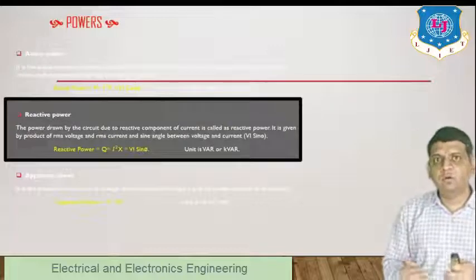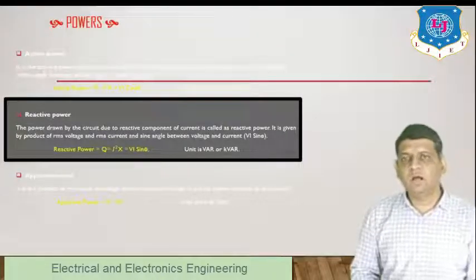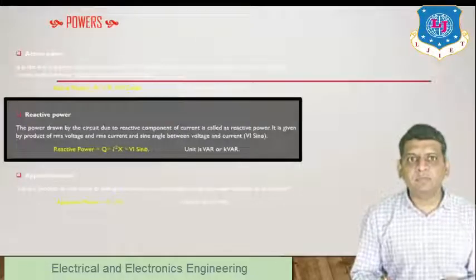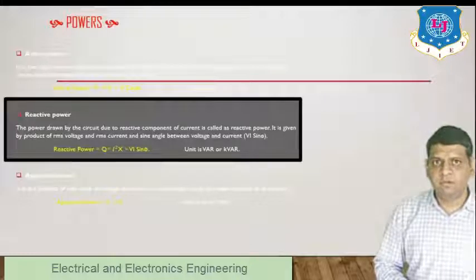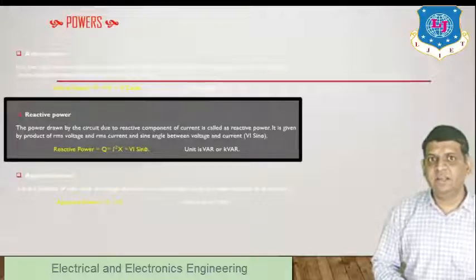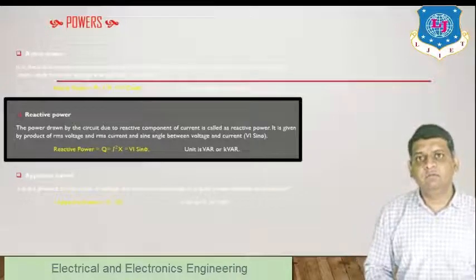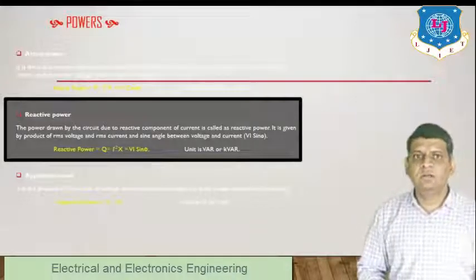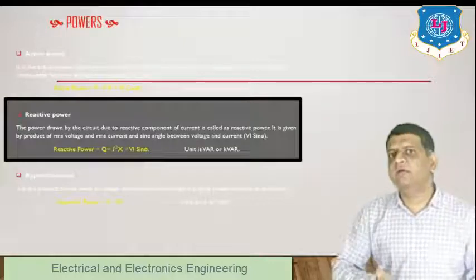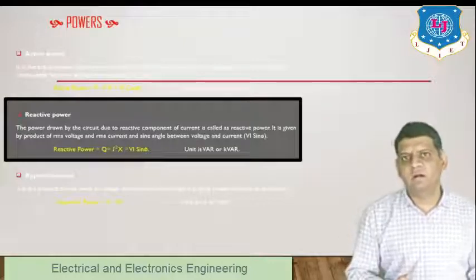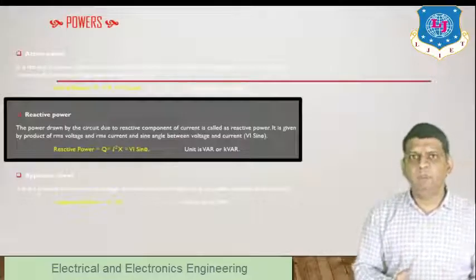Now what is reactive power? It is the power drawn by the circuit due to the reactive part. It is the multiplication of the RMS values of voltage and current with respect to the sine of the angle. So the reactive power is nothing but I squared into XL, which is equal to VI sin phi. Its unit is always VAR, which stands for volt-ampere reactive, or kVAR, kilo volt-ampere reactive.